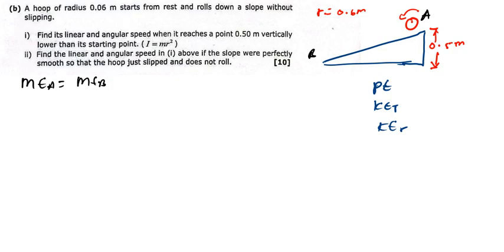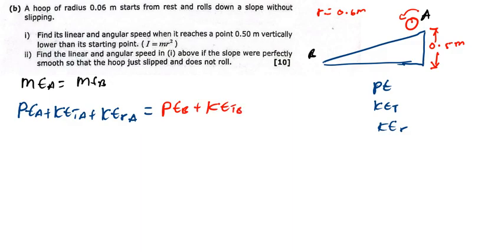So at point A I have the potential energy, the translational kinetic energy, and the rotational kinetic energy, being equal to the same thing at point B: potential energy at point B plus translational kinetic energy at point B plus rotational kinetic energy at point B.